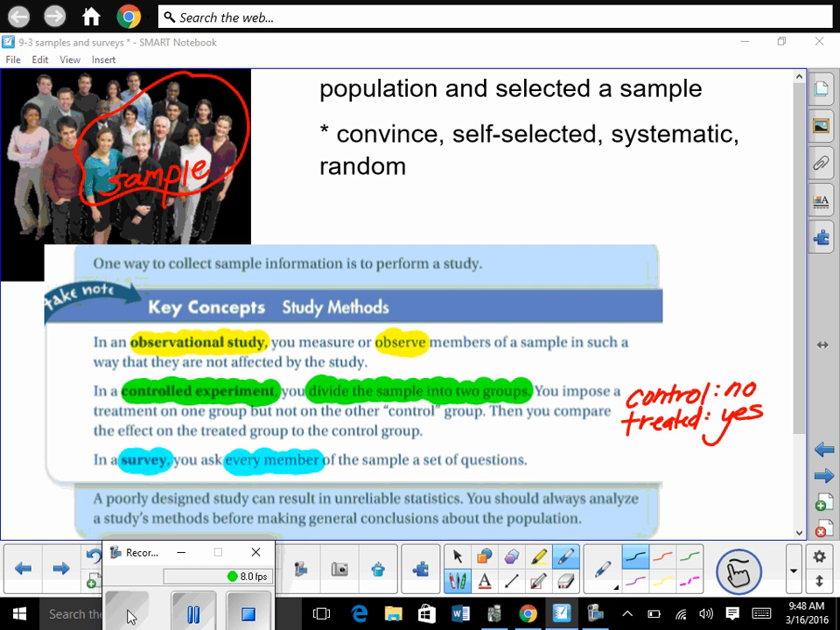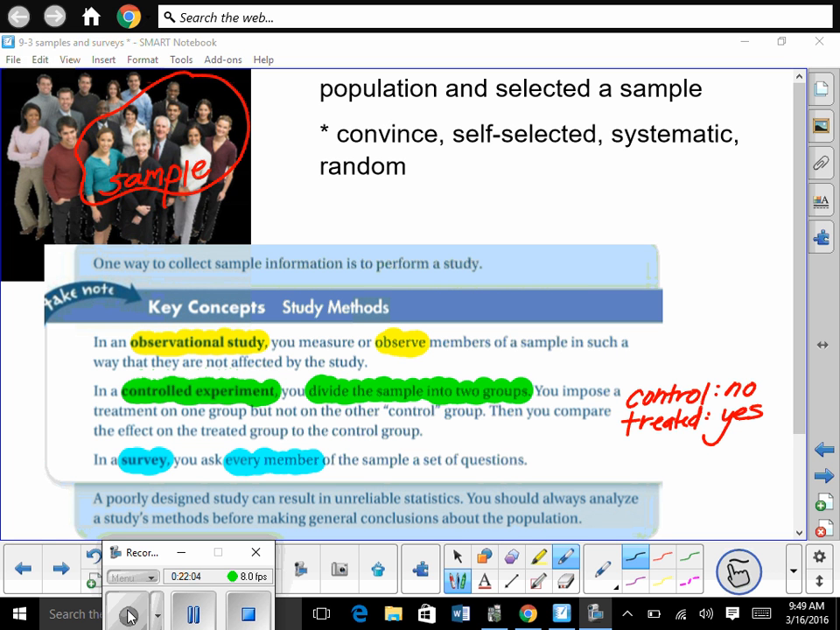So moving on. Once you've figured out that we have a population, we obviously can't always interview or talk to the whole population. So that's why we've learned about selecting a sample. We've talked about what would be a good way to select a sample, and maybe not the best, or what biases you might see. So there are convenient samples, self-selected, systematic, and random samples. Make sure you've got in your head which one's which.